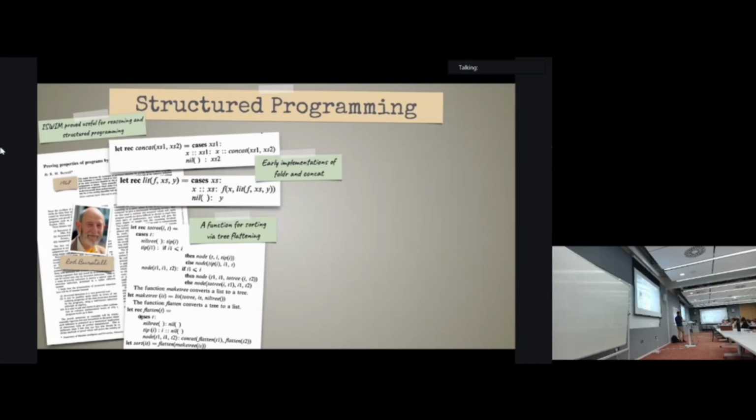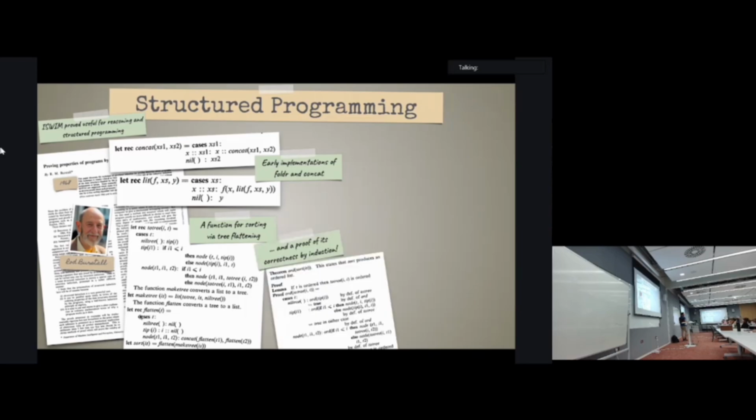People just sorted things differently. I mean, there was a time when quicksort wasn't invented, right? And that was these days. And then the other thing is that he not only gave this program, but critically, he gave a proof of its correctness by induction as well.